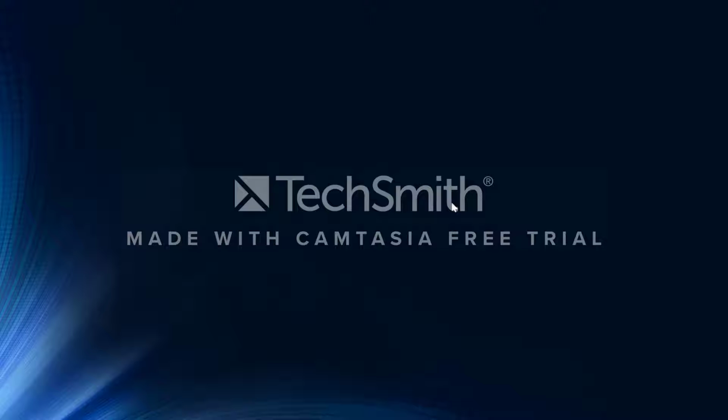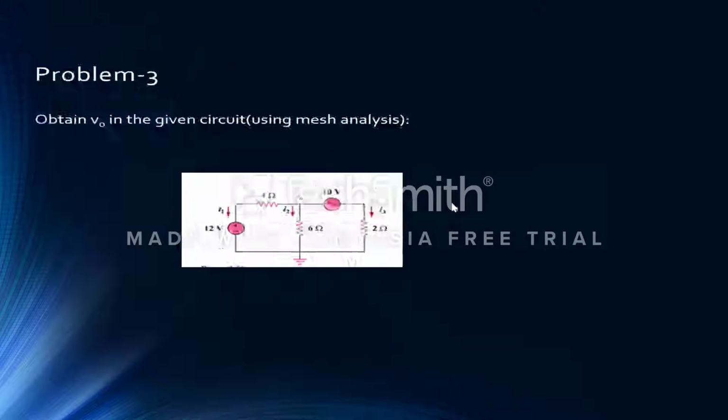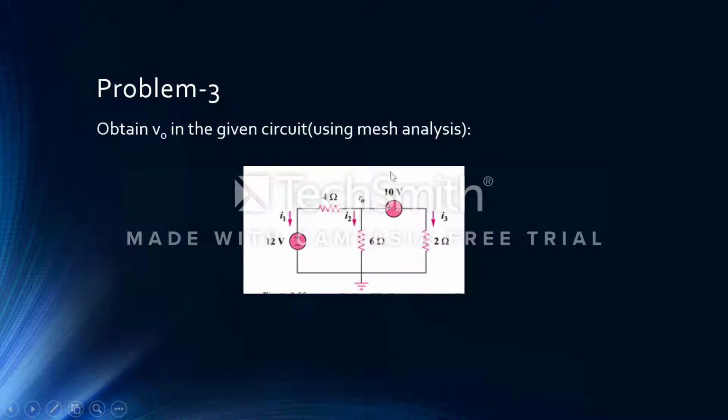Our next problem involves quite a lot of numerical work, but with appropriate practice anyone could crack this problem easily. Here the problem is that we need to find V0 in the circuit by using mesh analysis. So here we take three currents, I1, I2 and I3, flowing through the branches. Here's how we are going to go about the problem.